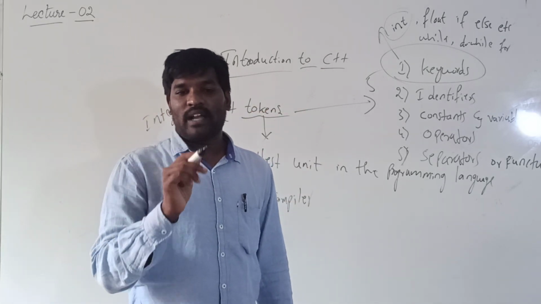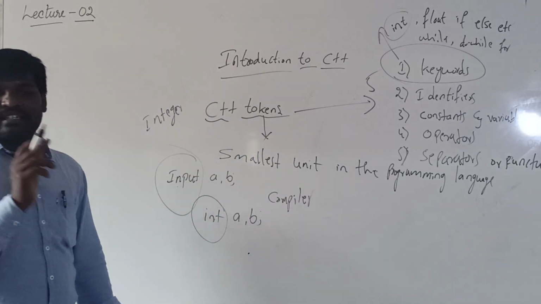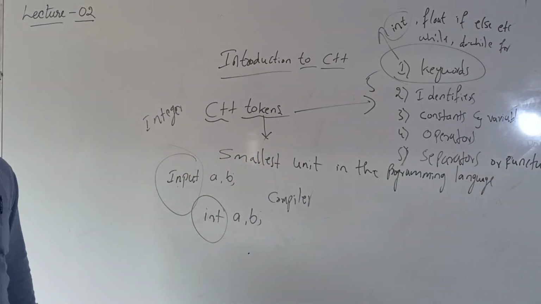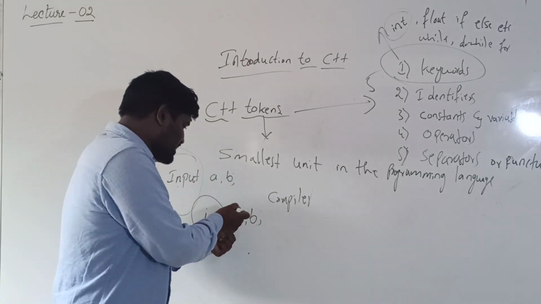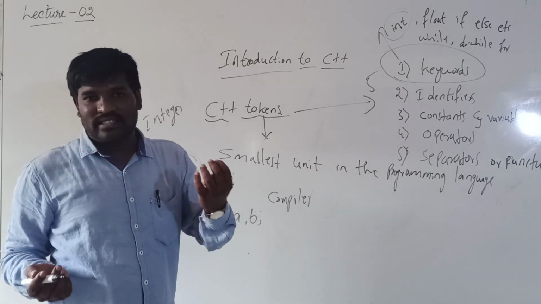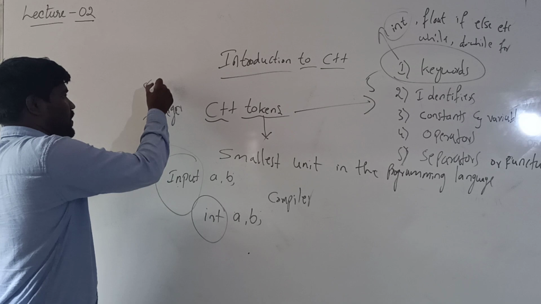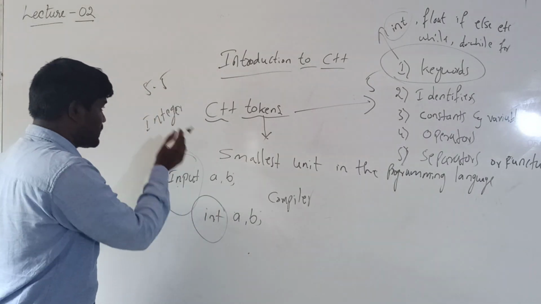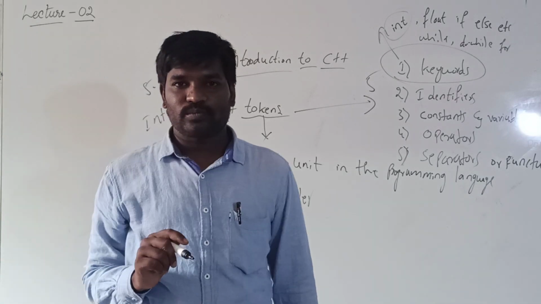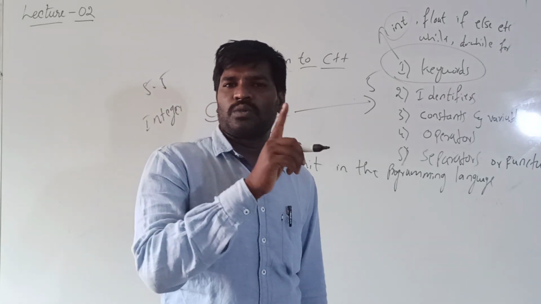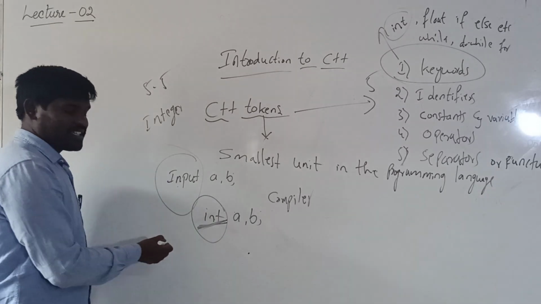See here, int indicates integer type of values. Either it may be a positive value or a negative value. Whatever the value may be, int indicates integer. So this a and b will accept only integer values. By mistake, if I enter 5.5, it will consider only the integer part. Why will it consider only the integer part? Because we have mentioned only int.